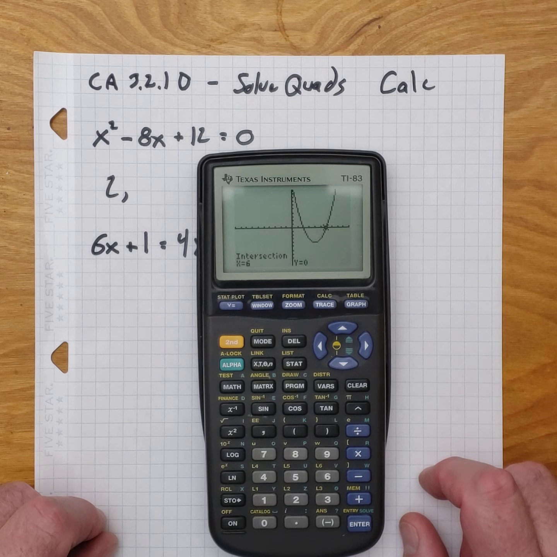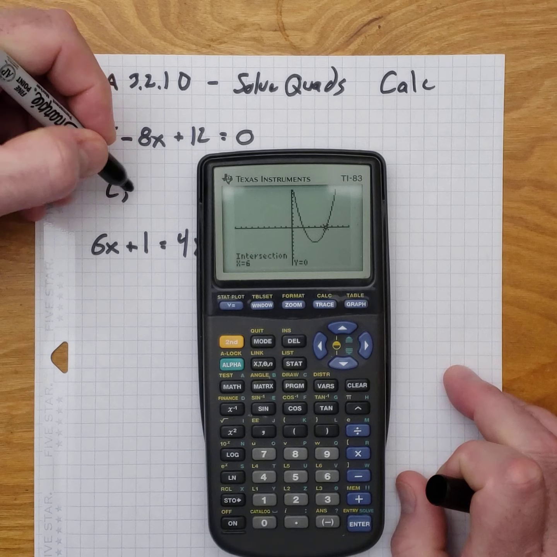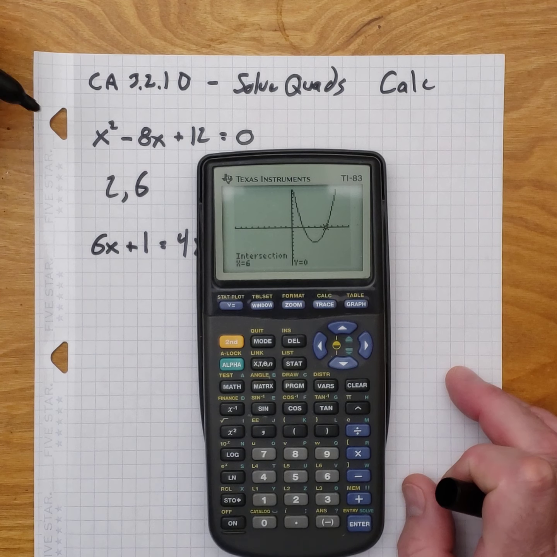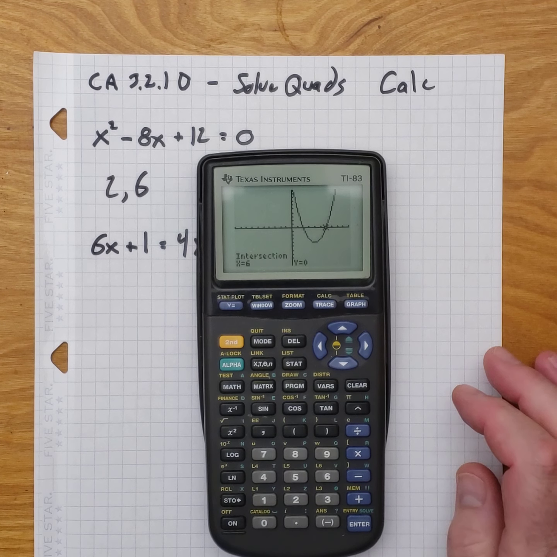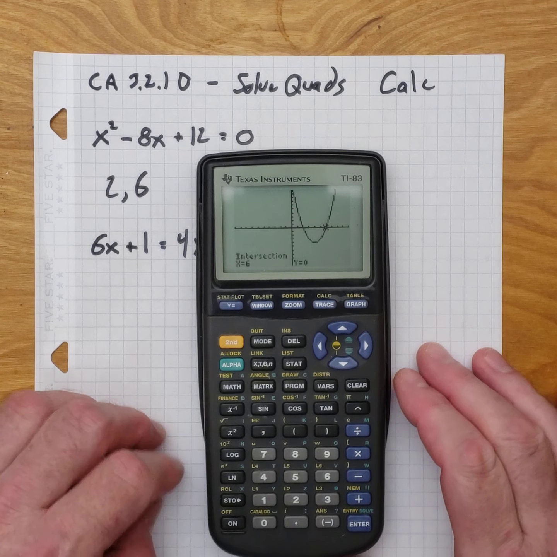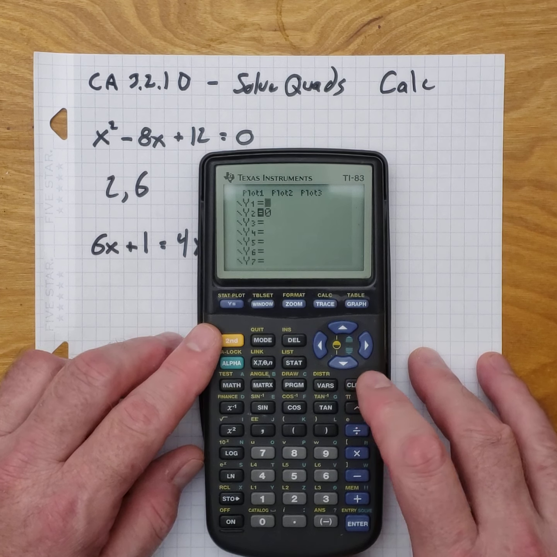Then hit enter for that third time. Our intersection point is at 6, 0. So those are our two solutions, 2 and 6. And as always, when we get nice solutions like that, we could have done that by factoring, and should have, because it would have been quicker and easier. Let's do one more up to speed here.